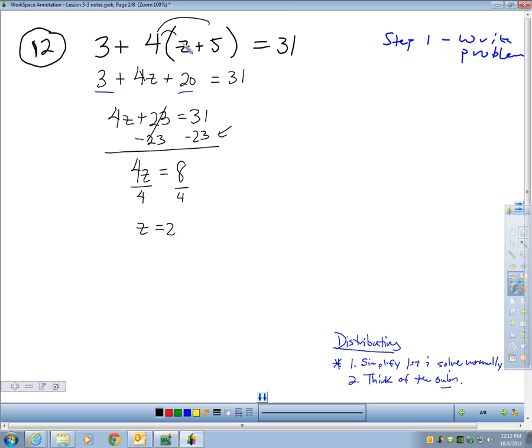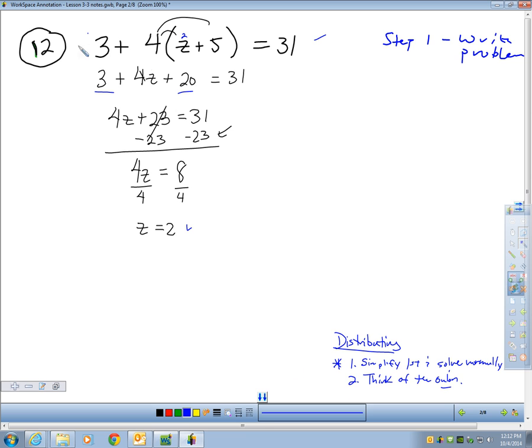Okay, let's just check it real quick up here. If I plug in a 2, 2 plus 5 is 7. 4 times 7 is 28. And 3 plus 28 is 31. It checked out. So that means all my work's right because all these equations are equivalent. They had to be because I got the correct answer.